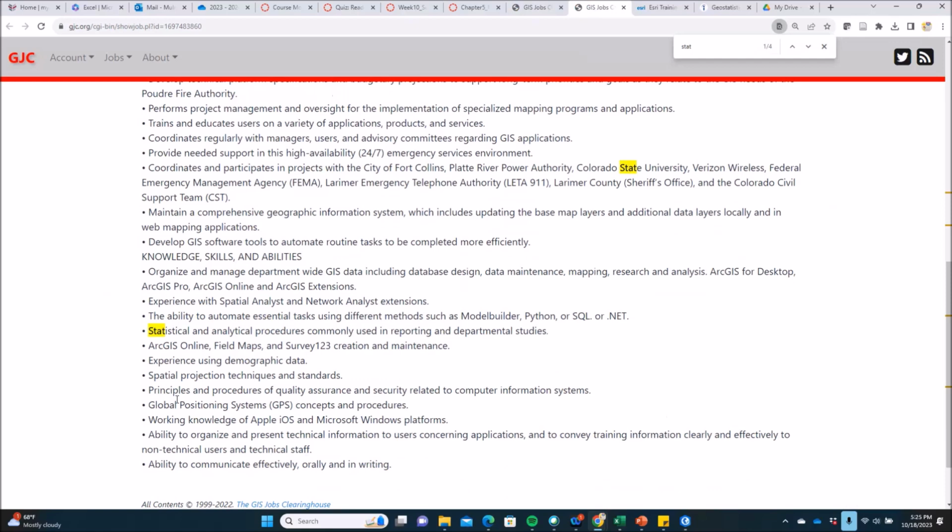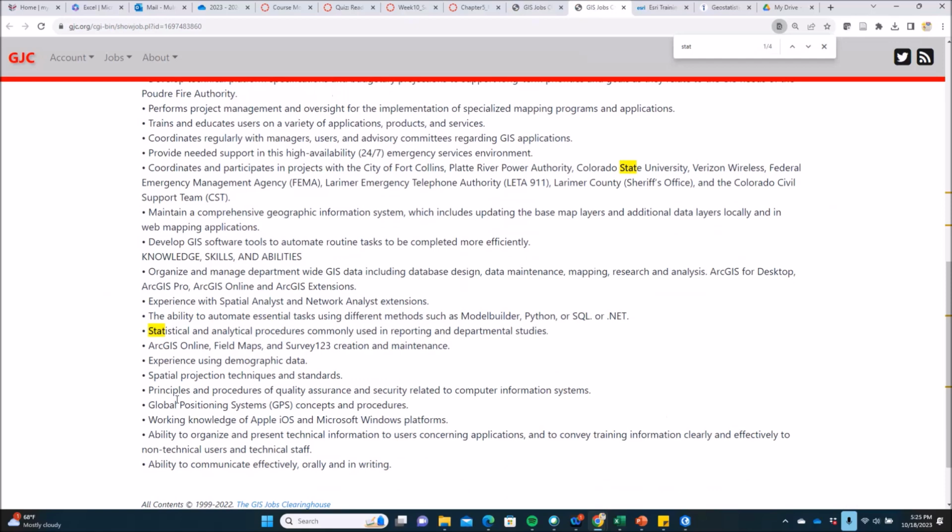It was a program called EOS, Earth Observation System. Back then we didn't really have drones, so satellites and airplanes were getting a little bit more integrated to identify some of these features. But I thought this job was really, really neat. The other thing is the ability to organize and present technical information to users concerning applications, and convey training information clearly and effectively to non-technical users and technical staff.